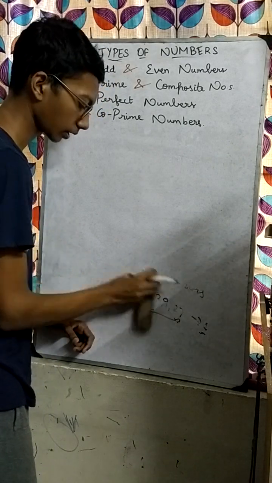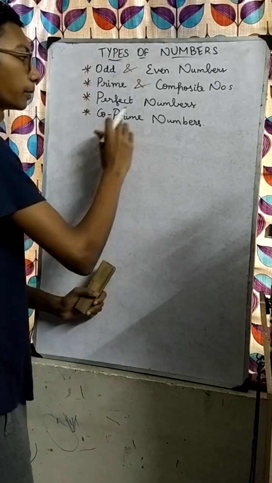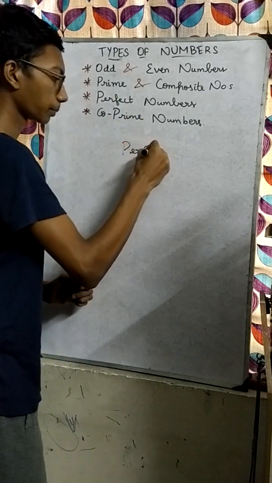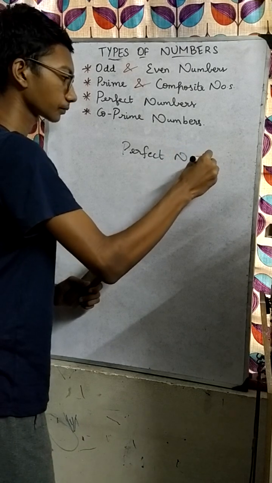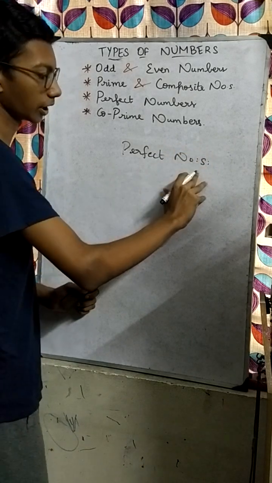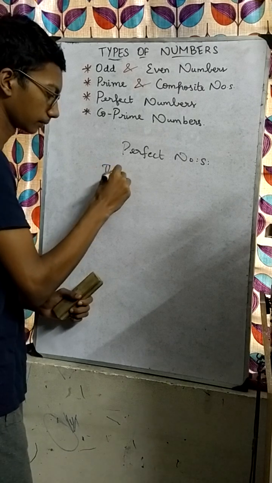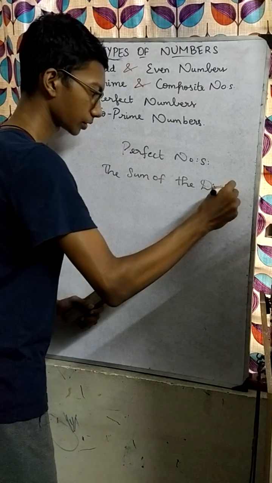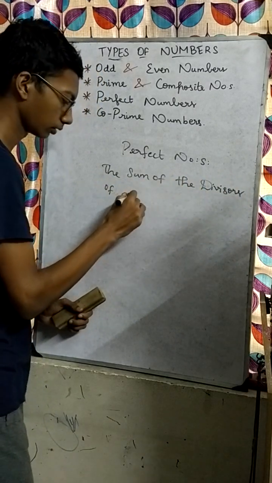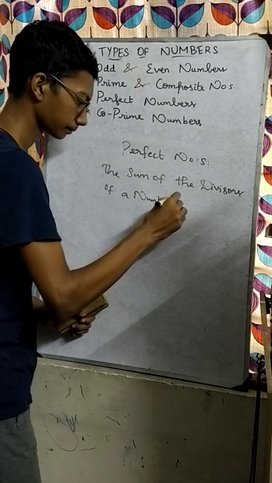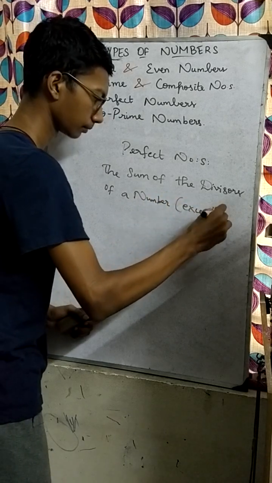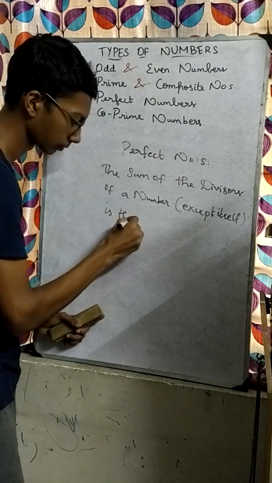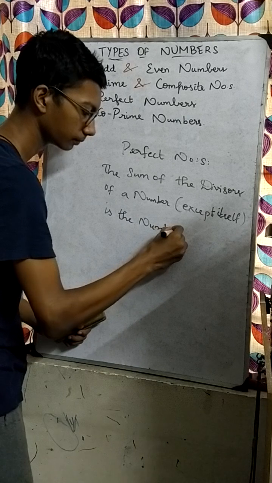Now the next interesting category of numbers is perfect numbers. This is a special kind of number. So the definition of perfect numbers is: the sum of the divisors of a number except itself is the number itself.